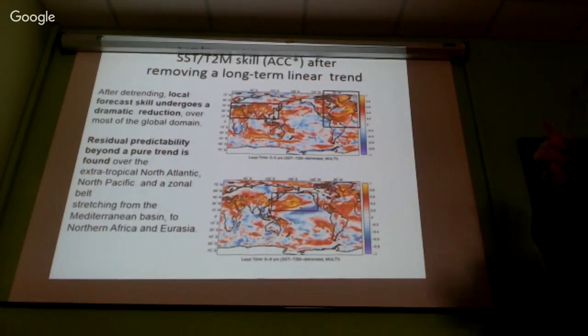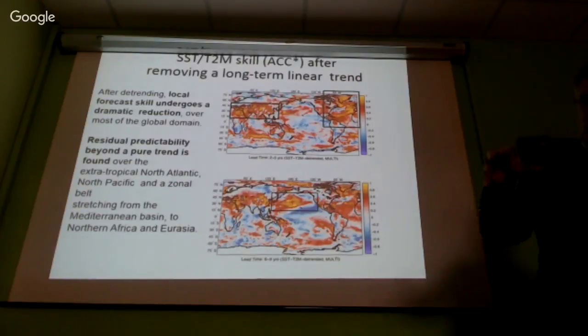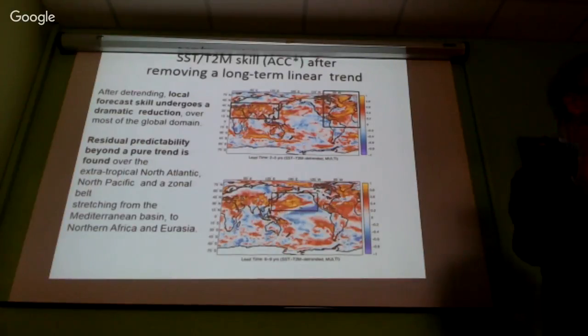Just to mention, what about ensemble decadal prediction? Is it actually the way to go? What's the link? Is it the same approach, theoretically speaking, or is there a difference?